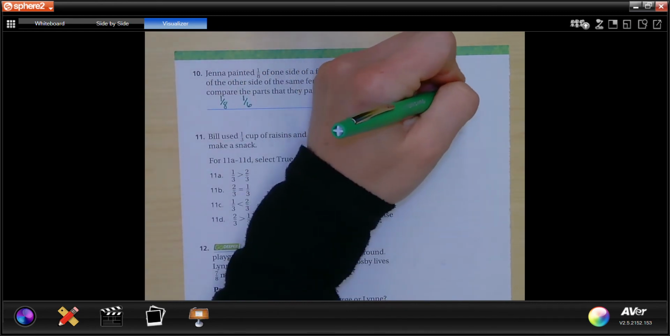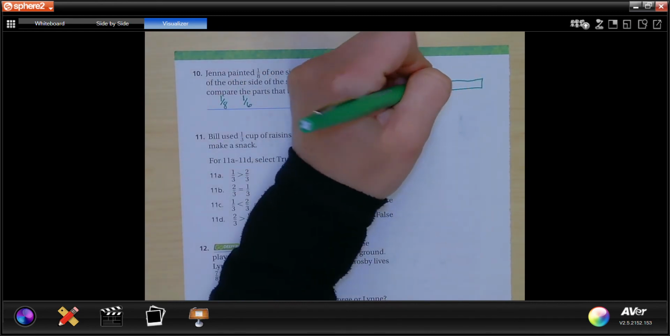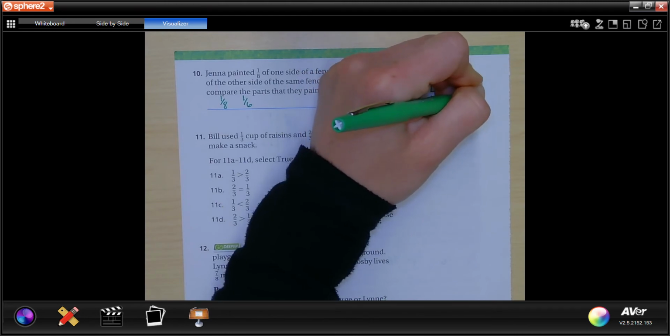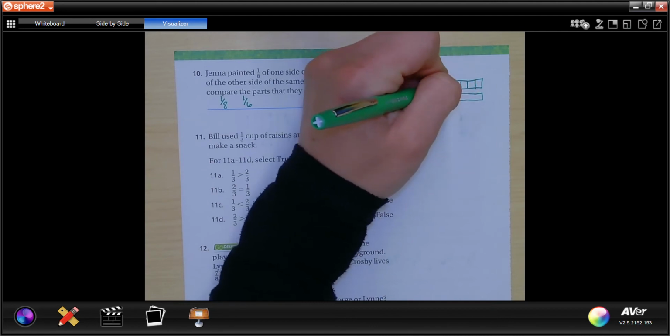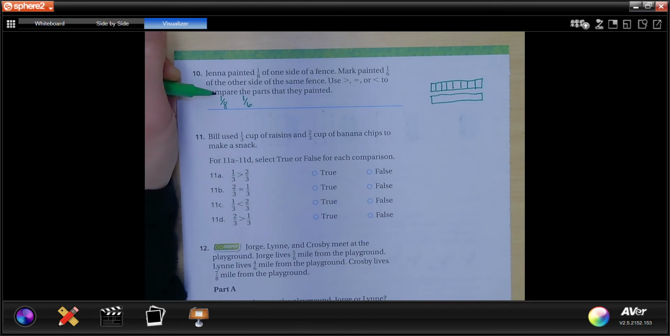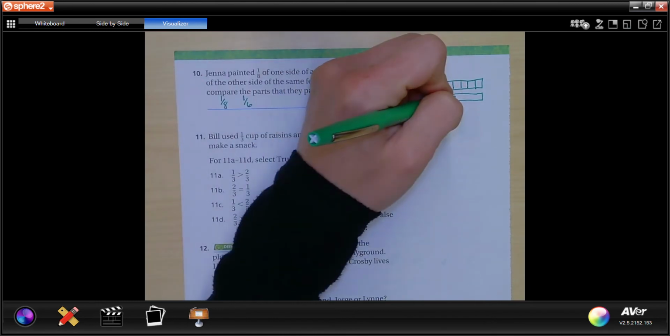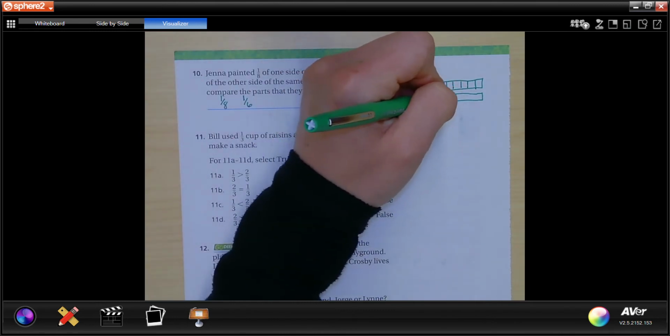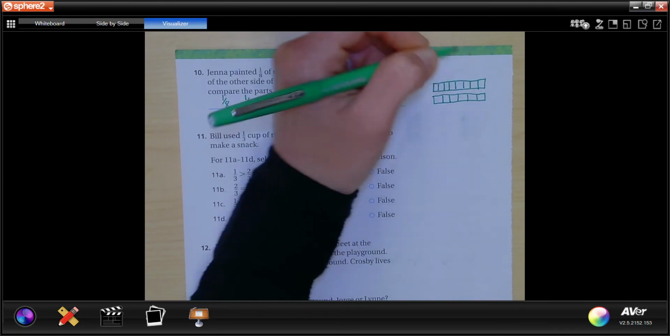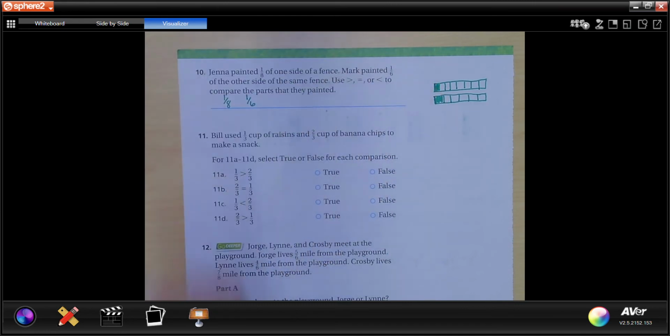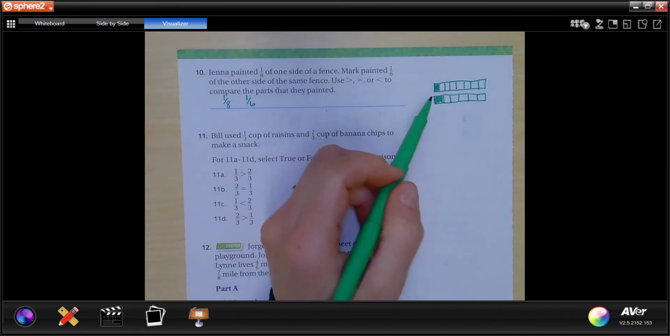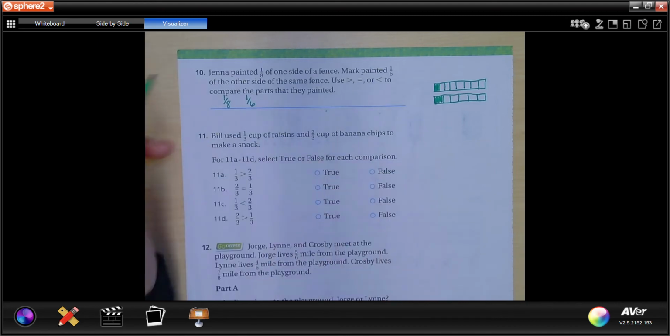If you look, they have equal wholes. Well, if Jenna's is cut into eighths and Mark's is cut into sixths, you can see that 1/8 is smaller than 1/6. So 1/8 is less than 1/6.